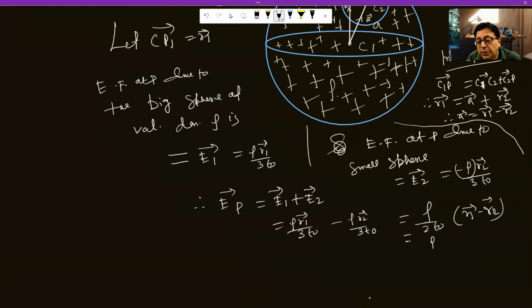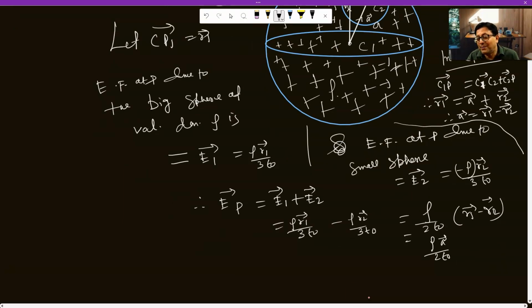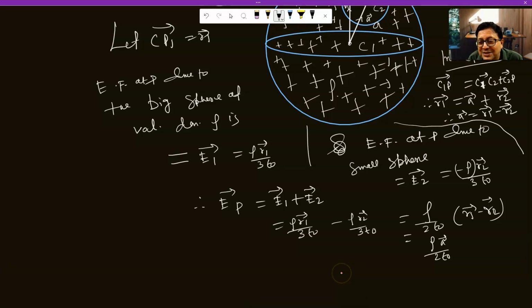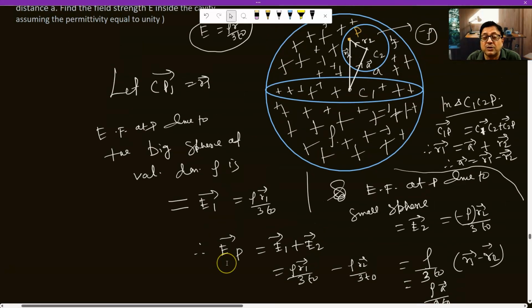EP will be equal to rho into A by 3 epsilon 0. Clear? Sorry, not 2, it is 3. It is 3 epsilon 0. How nicely the problem can be solved with the help of Gauss law.